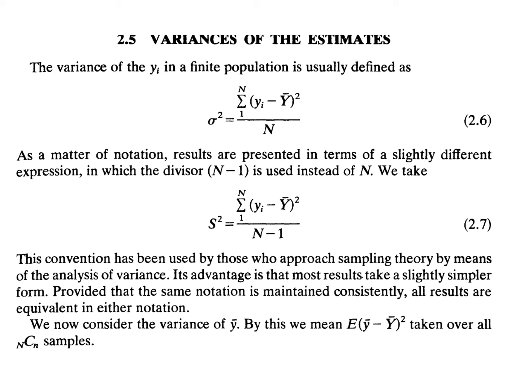Now we will move to the very important part: the variances of the estimates. The variance of the estimate y_i in a finite population is usually defined as sigma squared, the summation of (y_i minus Y bar) all squared over the total population N.